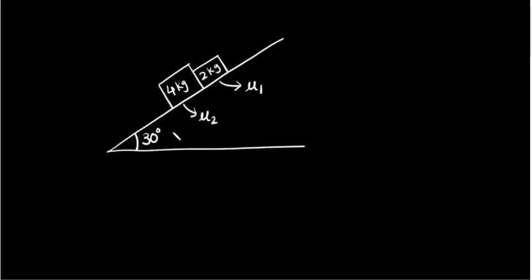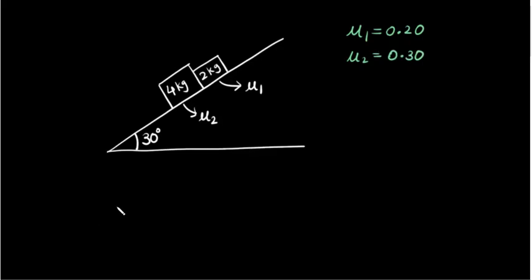In this question, there is an inclined plane on which 4 kg and 2 kg blocks are kept. The angle is 30 degrees, and the coefficient of friction between the 4 kg block and the incline is mu2, and the coefficient of friction between the 2 kg block and the incline is mu1. What we have to do is find the acceleration of this 2 kg block in two cases. So the first case is when mu1 is equal to 0.20 and mu2 is equal to 0.30.